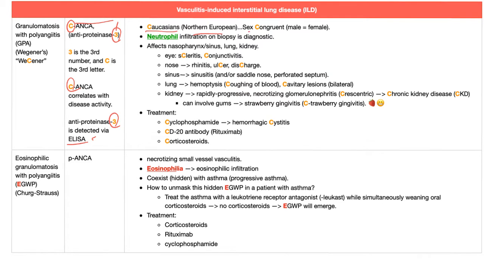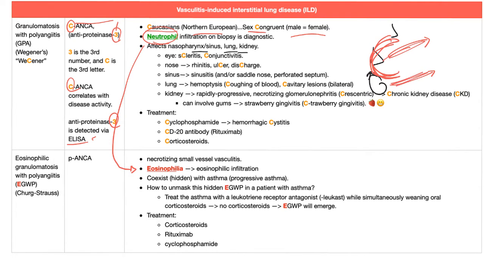Caucasians, Northern European descent, sex congruent, which means male equals female. Neutrophil infiltration on biopsy. Contrast that with Churg-Strauss, where you have eosinophilic infiltration. Everything here is a C. You have involvement of the nasopharynx, lung, and kidney. So here is the nose, here is the lung, and here is the kidney. And if you see, they form a C shape. Nasopharynx, lung, and kidney. You are coughing up blood, and you are peeing blood.